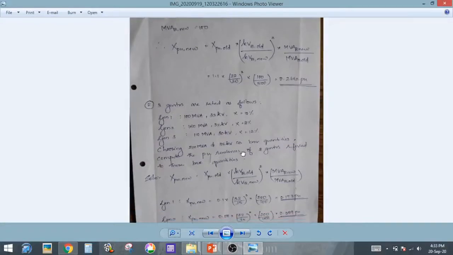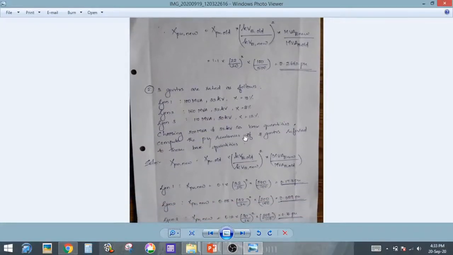Another problem. 3 generators are rated as follows. Generator 1, MVA and KV ratings are given. X is given. Similarly, for generator 2 and generator 3 are given. Here, what value should be taken as base quantities? It is given in the question also. Choosing 200 MVA and 35 kV as base quantities, compute the per unit reactances of the 3 generators referred to these base quantities.